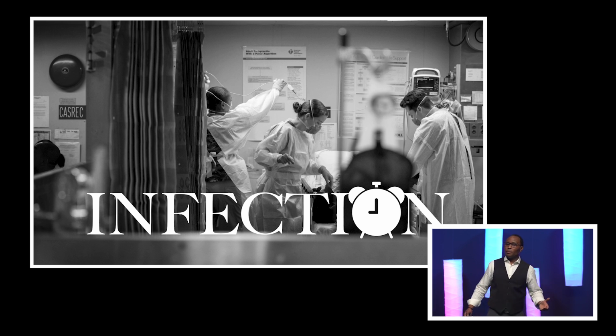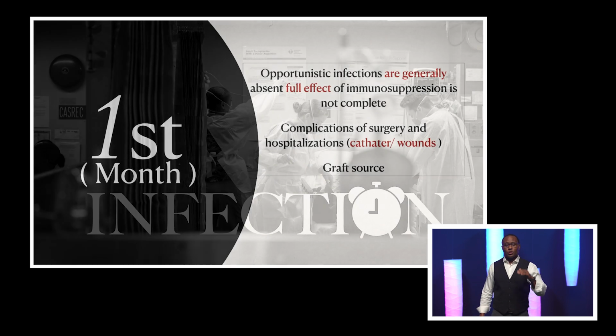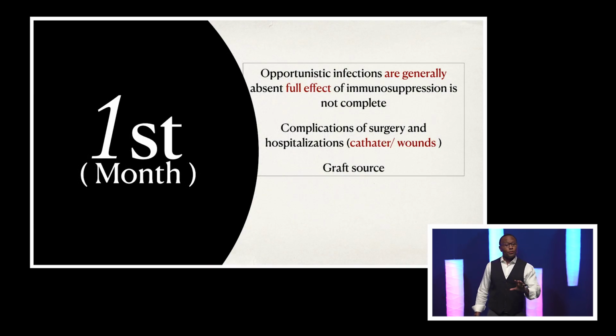However, since we are talking about infection, remember that timing is everything. Place those patients in 3 different categories: early, intermediate, and late. Early is the first 30 days, not 30 months, a big difference. It's extremely important to remember that within the first month, opportunistic infections are generally absent because the full effect of immunosuppression is not complete. So take a step back and identify what you are treating. It's not the opportunistic infections in the first 30 days. Again, that's hospitalization, surgical site, and the graft source.